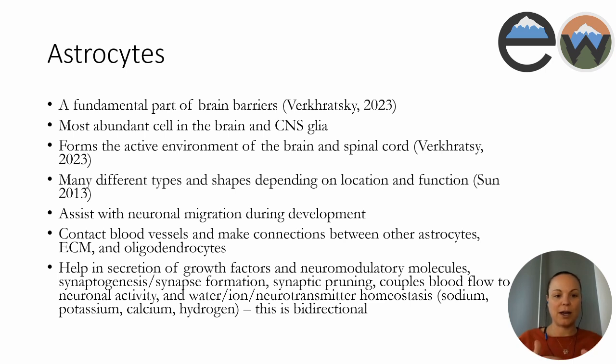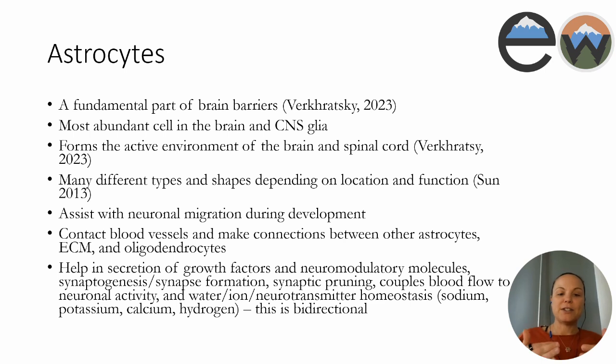So important. There are a lot of different types and shapes that depends on the location and function. I'll show some little pictures of that in a little bit. And it assists with neuronal migration during development. So it's a communicator. It's telling things where to go, what it's supposed to be doing, right? It makes contact. So this is where we shouldn't have contact with certain things in neurological tissue. So the astrocytes contact the blood vessels and make connections between other astrocytes, the extracellular matrix, and oligodendrocytes, which is another type of glial cell, right?